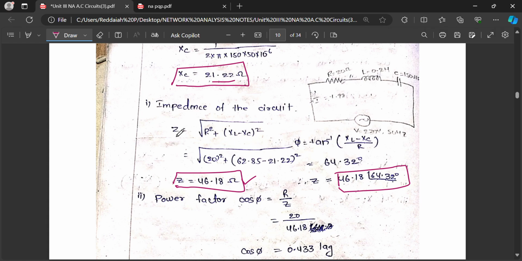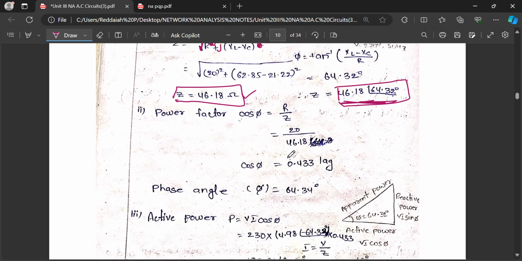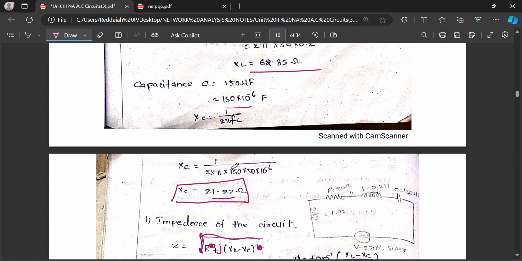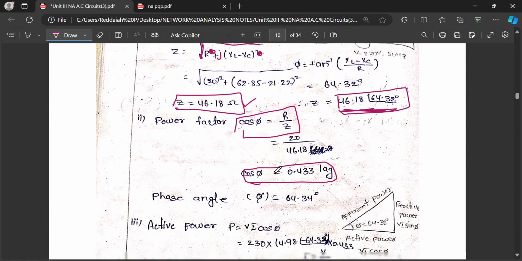Or directly, if you substitute in Z equals R plus j(XL minus XC), without the square root, you will find this. Power factor cos phi equals R by Z. Power factor is lagging because XL is greater than XC. If you observe, XL is 62 and XC is 21.2, which means XL is greater, so it is a lagging power factor. Phi equals how much? You will get R by Z, lagging power factor.